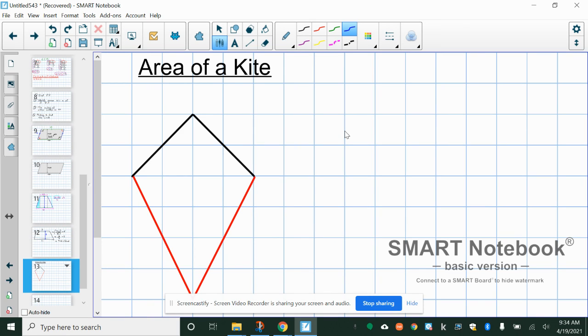In this video, we're going to look at the area of a kite. What is a kite? A kite is a quadrilateral, it has four sides: 1, 2, 3, 4. And in this particular quadrilateral, we have two sets of adjacent sides.